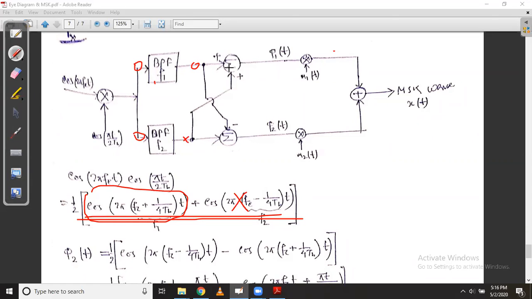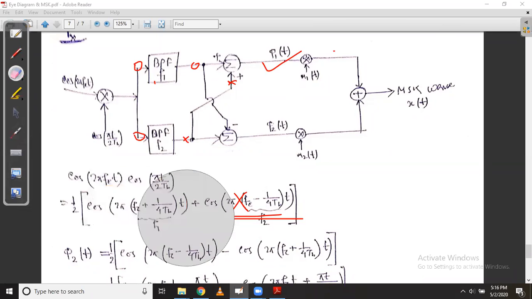One summer is there, so these two signals will sum up. That means this is coming here. Summing up these two will give you the same thing again, so we are getting this one here. After summing up, because summing up these two will give only this one, we get that thing multiplied by m1(t). m1(t) is nothing but the message bits, which is root of Eb.